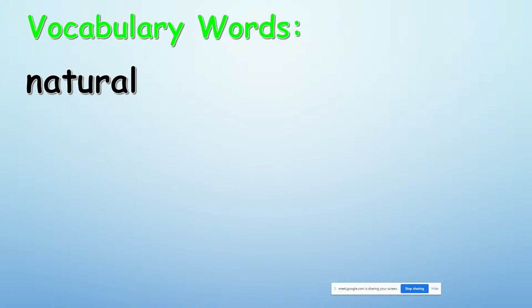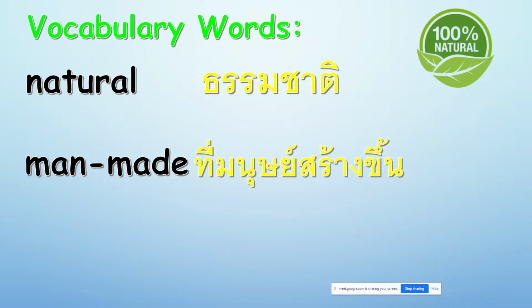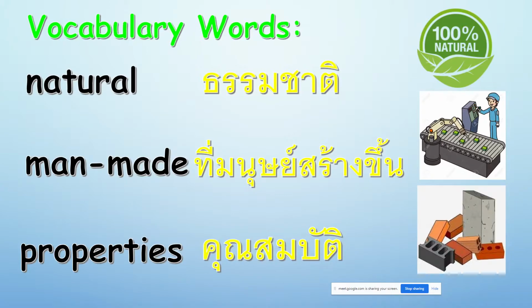Now for our vocabulary words, let us read: natural. Natural. Turn on your microphone so you can read with me. Natural. Natural in Thai is? Yes. Next we have man-made. Man-made means ที่มนุษย์สร้างขึ้น. And the last one is properties. Properties in Thai is คุณสมบัติ. Okay, now please turn off your microphone, everyone.